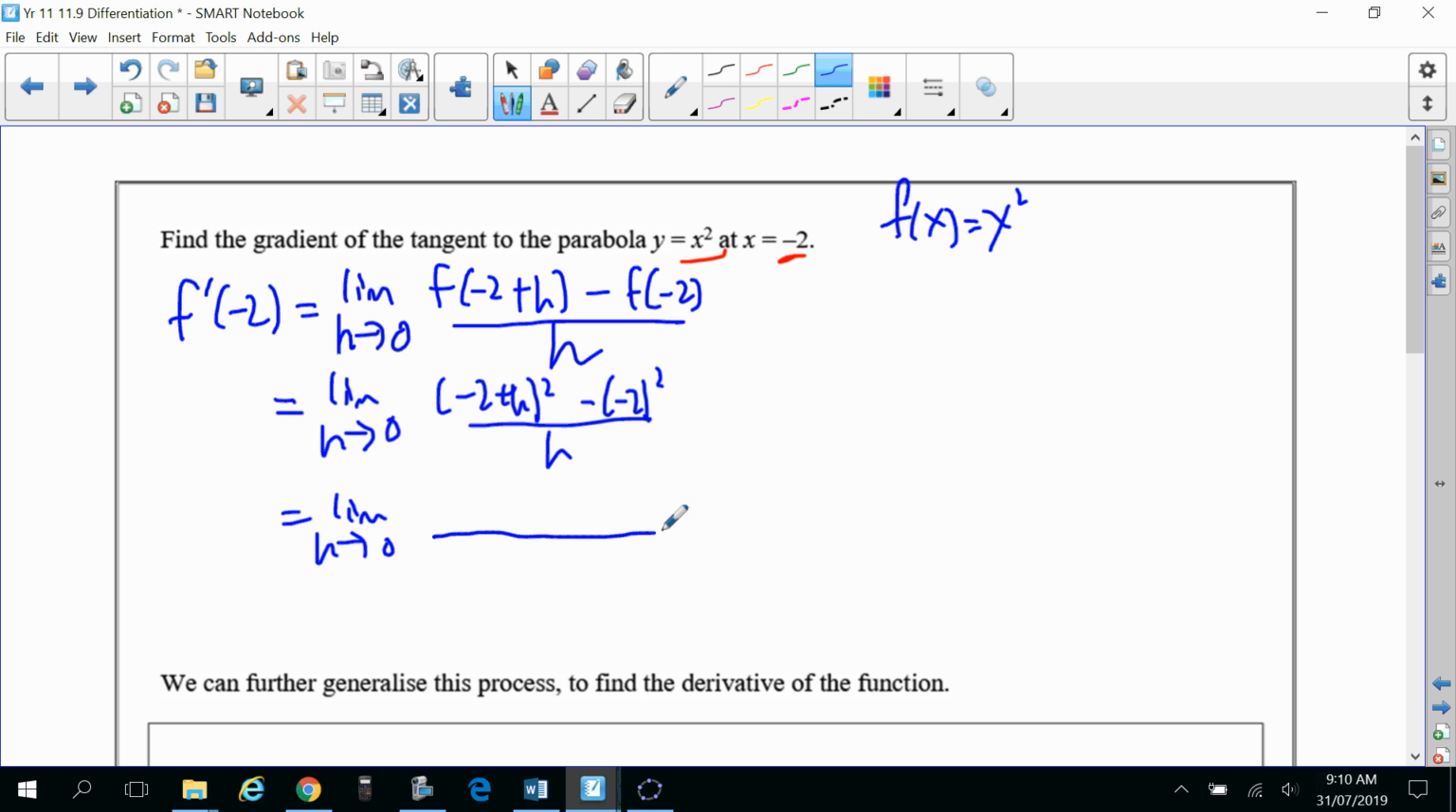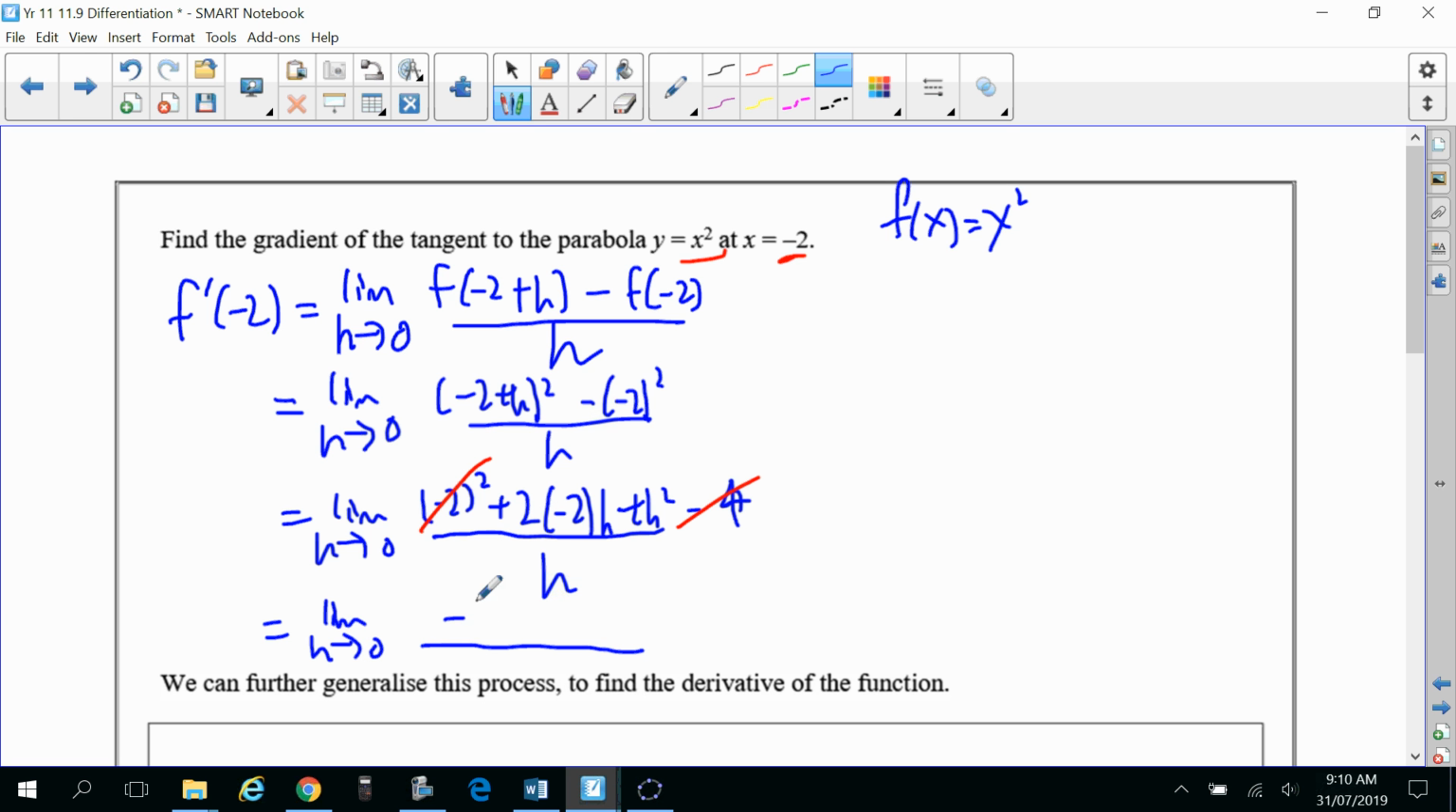Square the thing. Be very careful. This is -2 squared. Yep. Yeah, you can watch the video later. Okay, cross this out, and then we'll keep going. Limit as h approaches 0. That will be negative 4h plus h squared over h.